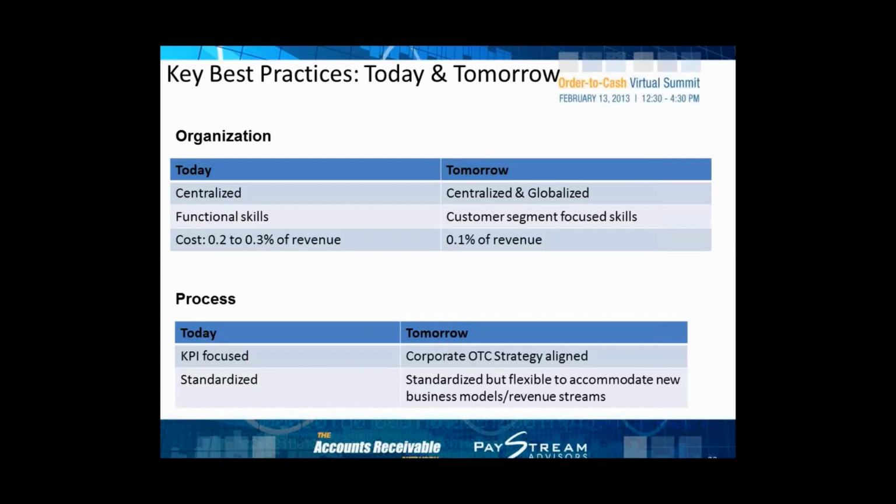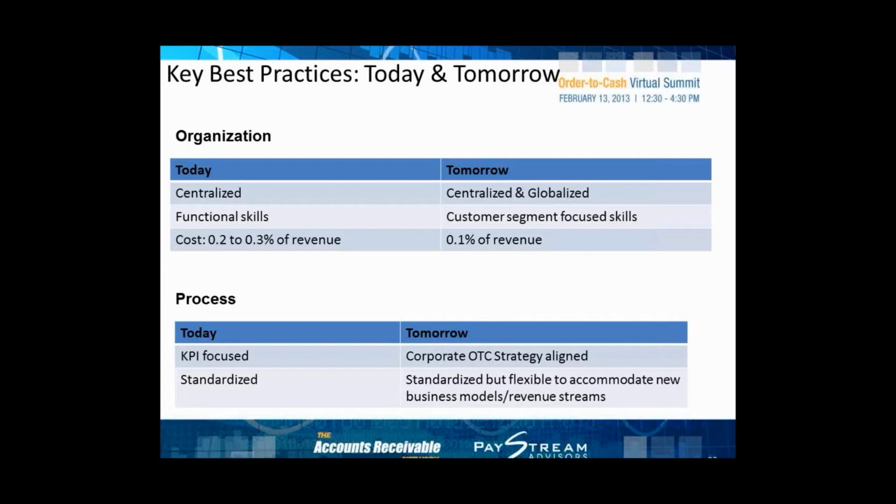Where functional skills are and will remain important, the more evolved organization is going to have more customer-related skills. Take collections, for example. There's a big difference between collecting from a small business and collecting from Walmart. You need to understand the web portal that Walmart affords its vendors, and you have to be skilled in using that. That's one skill as opposed to dialing for dollars.